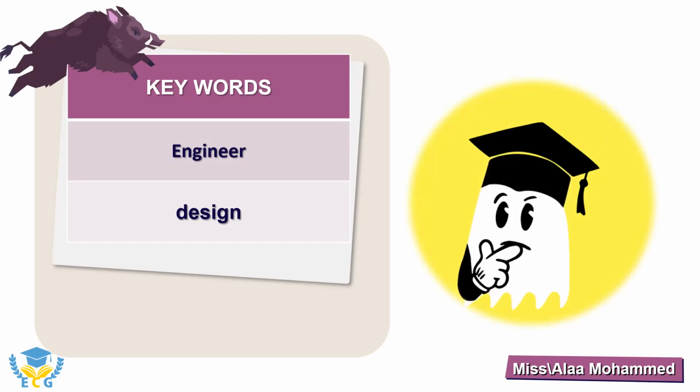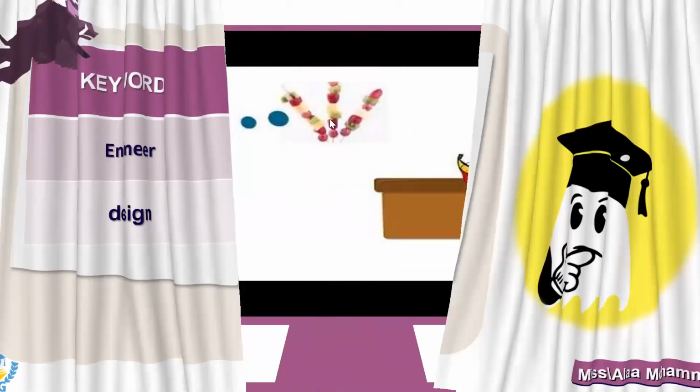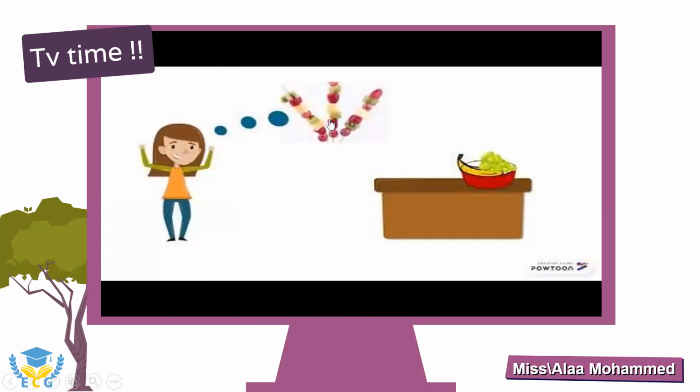Repeat after me. Engineer, design. What is design, teacher? To design is a verb. It means that I can draw or come up with a new thing. To do a new thing by myself. To be creative. To create it. To make it by my own self. To design it. To plan it. To draw it. A lot of meanings, okay? So these are our keywords for today, and I hope you save them very well. Now let's go and see, it's TV time.